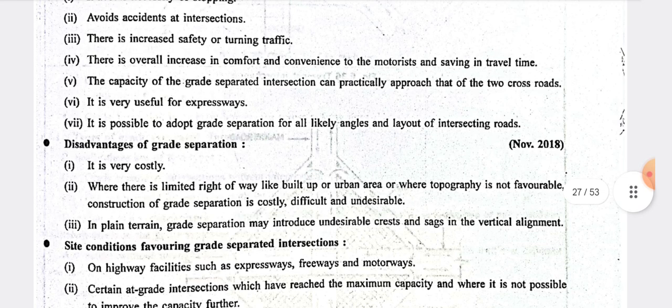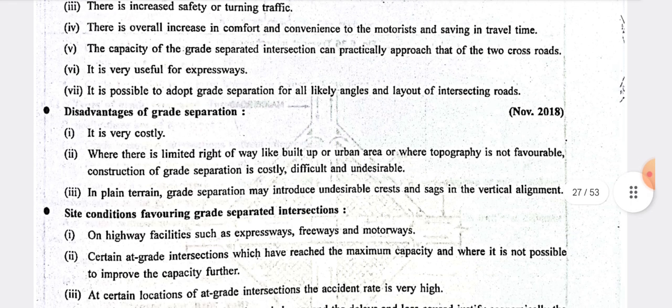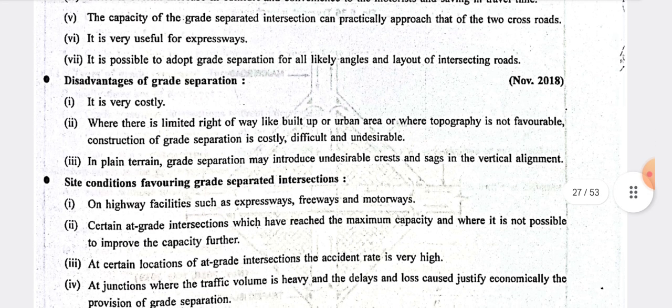Fifth, the capacity of the grade separated intersection can practically approach that of the two crossroads. Sixth, it is very useful for expressways, because no stopping is required at the intersection. Seventh, it is possible to adopt grade separation for all likely angles and layouts of intersecting roads. Now, along with the advantages, there are some disadvantages of grade separation.